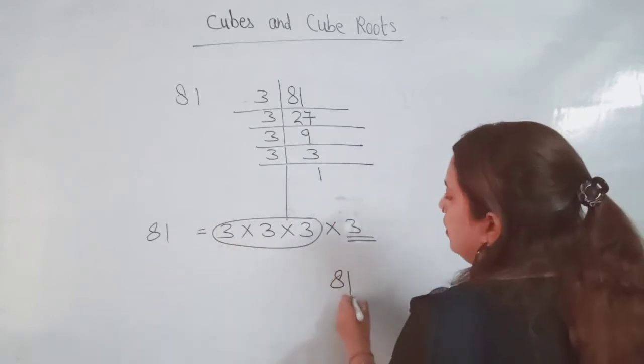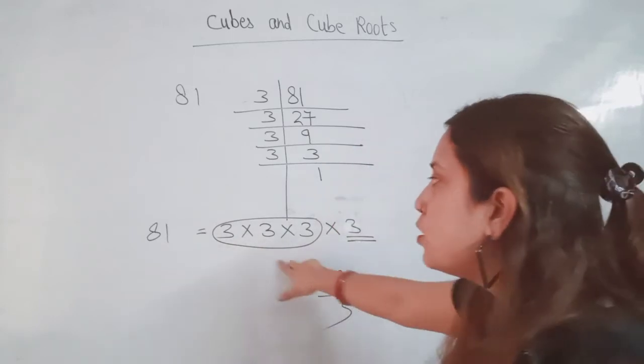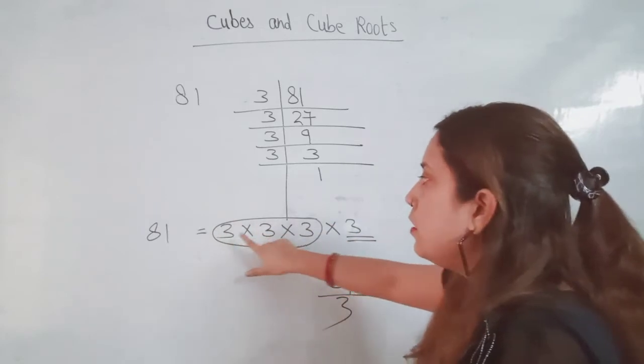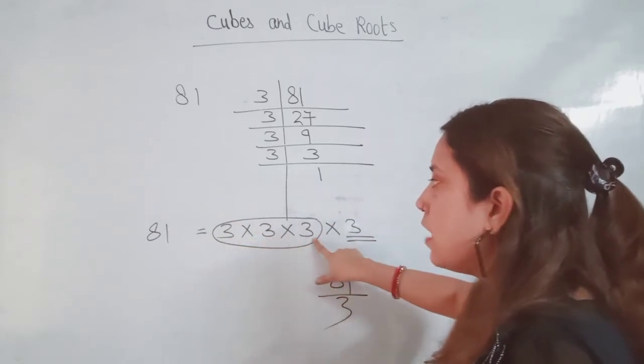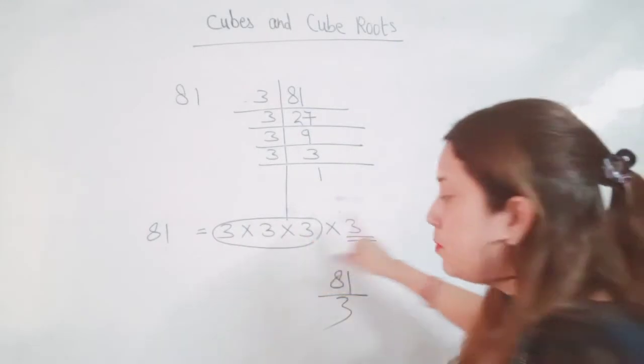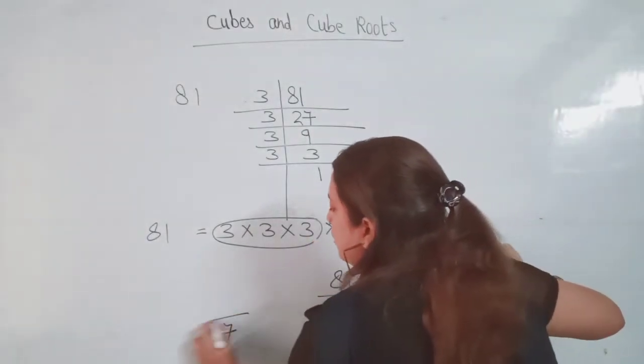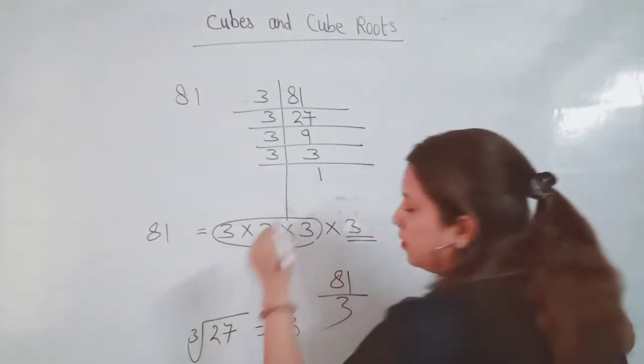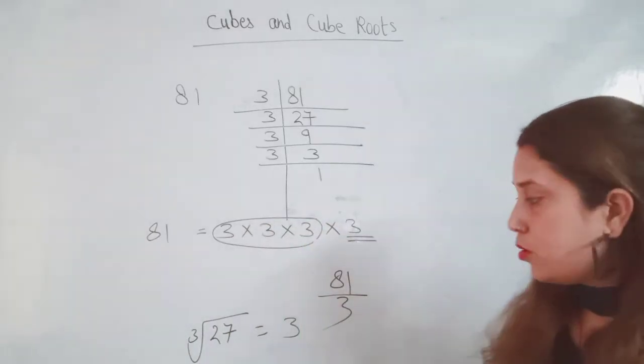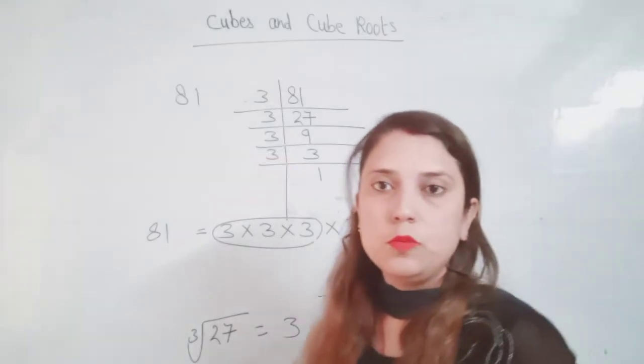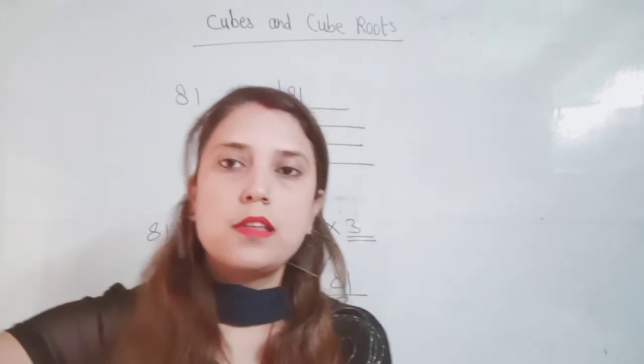81 divided by 3 gives 27, since 3 threes are 9 and 3 nines are 27. It means the cube root of 27 will be 3. So this is all about cubes and cube roots. Let's do some questions from the exercises.